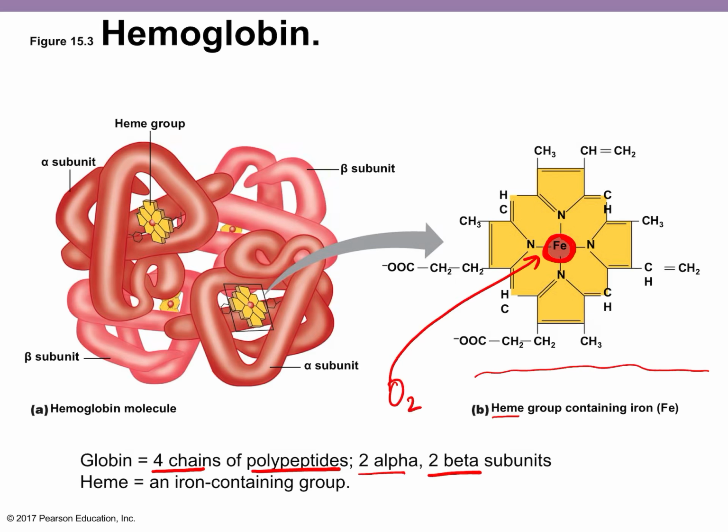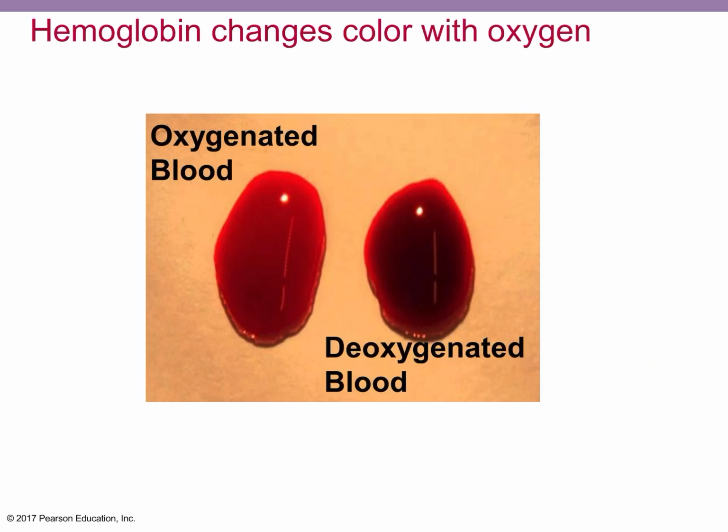So the molecule of oxygen is held by iron. So iron is a critical component of our hemoglobin. Without iron, it's not going to be able to carry oxygen. And we'll look at that in terms of anemia.